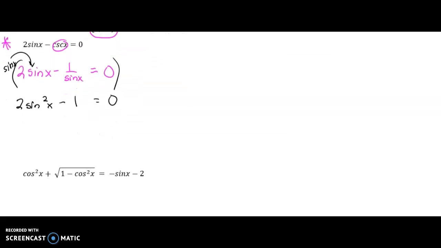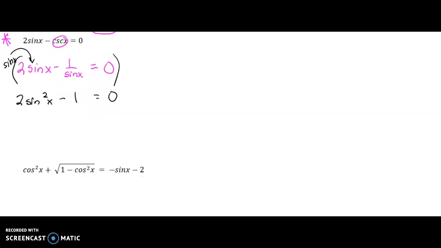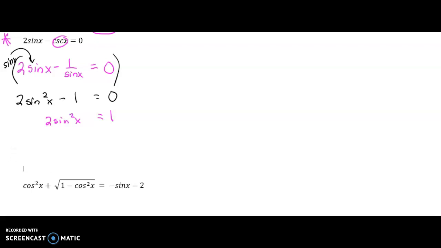Now I'm going to add 1 to both sides, so I have 2 sine squared x equals 1. We'll divide both sides by 2, so now we're down to sine squared x is equal to 1/2. We'll need to take the square root in order to get sine, so what we do to one side, we do to the opposite side. Never forget to put plus minus when you take a square root.